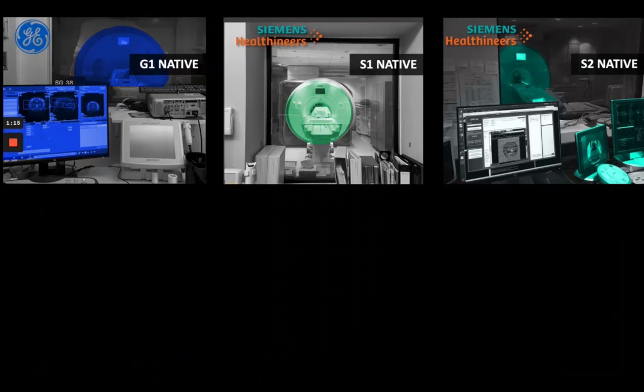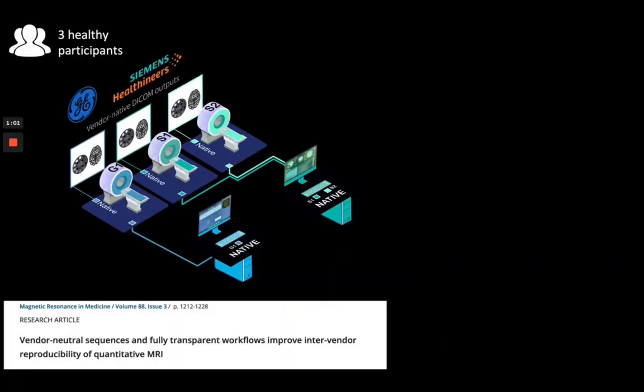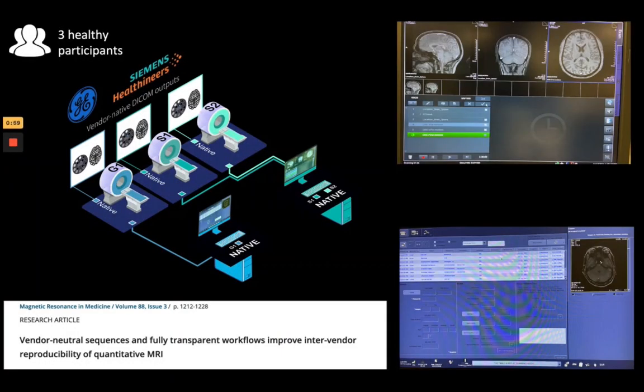First, we run one GE and two Siemens scanners using respective vendor native sequences for measuring myelin sensitive parameters. Then we run all three scanners using Venus vendor neutral sequences that can bypass the vendor interface. In the vendor native case, we have completely different user interfaces and we cannot set the exact same protocol despite that we have quite similar hardware on both scanners.